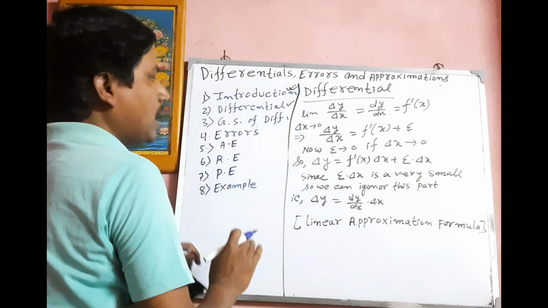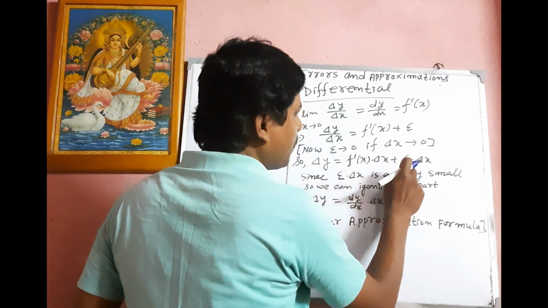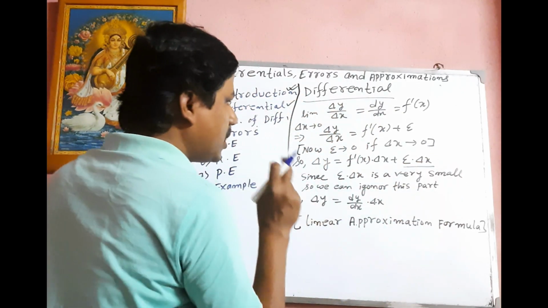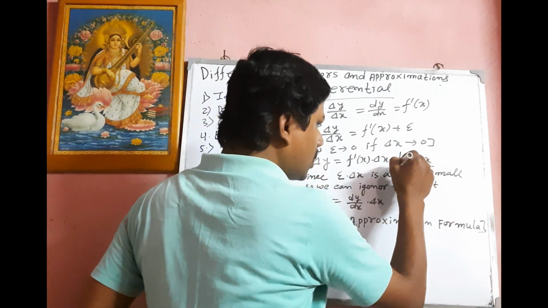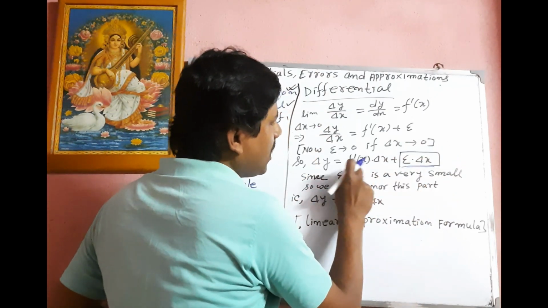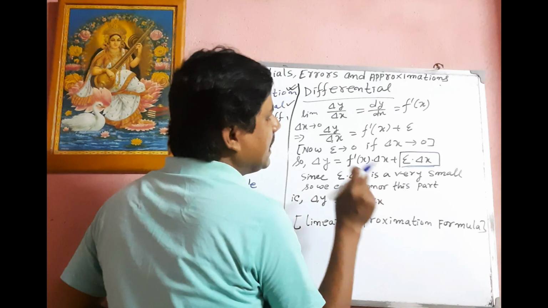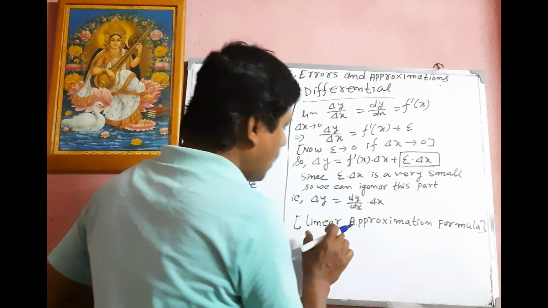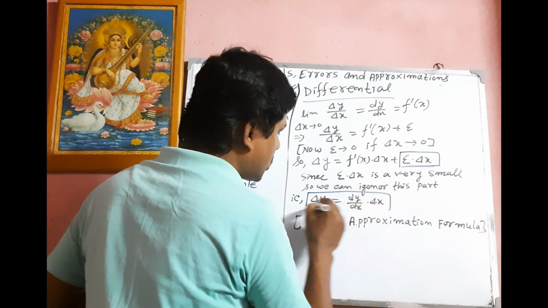So by multiplying we get delta y is equal to f dash x into delta x plus epsilon into delta x. Since delta x and epsilon are small numbers, we can ignore the epsilon part. After ignoring it, we can write delta y is equal to f dash x, which is dy by dx, multiplied by delta x, and this formula has a unique name: the linear approximation formula.